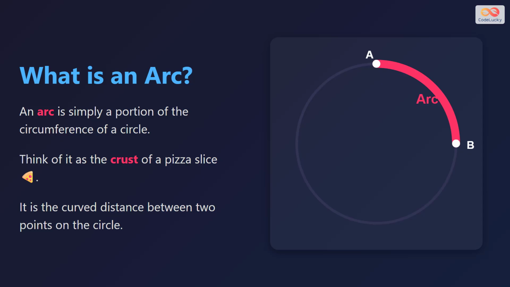First, let's define what an arc is. An arc is simply a portion of the circumference of a circle. You can think of it like the crust of a pizza slice. It represents the curved distance between two specific points on the edge of the circle.